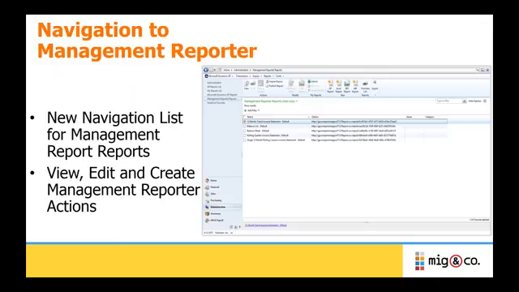And here's a little screenshot of the navigation to the Management Reporter. You can see that some of the MR reports are added here. We have this 12-month trend income statement default, and there's a path, and depending on how you have Management Reporter configured on your system, you'll see a different path here. But when you engage this process, you'll see a list of your Management Reporter reports, and you can view, edit, and create Management Reporter actions.